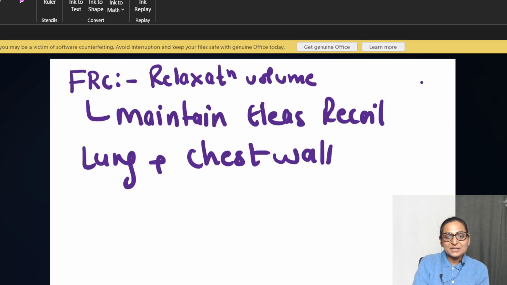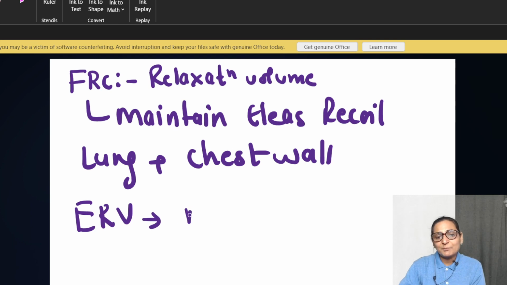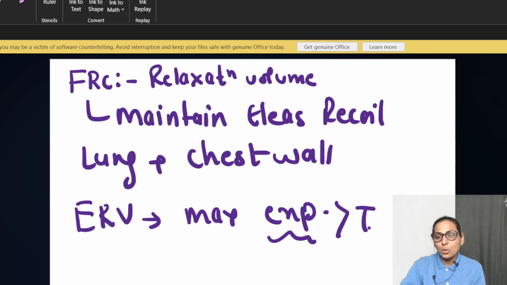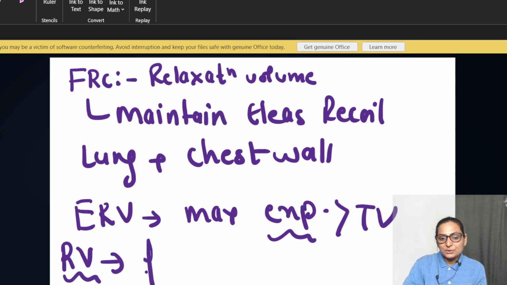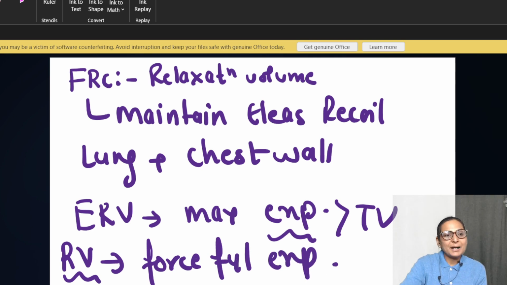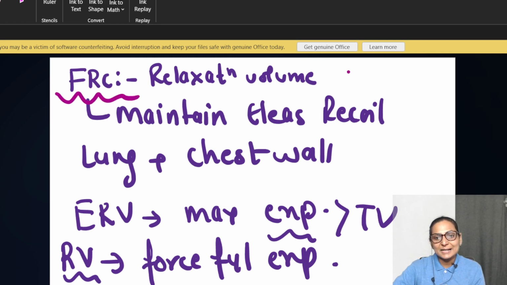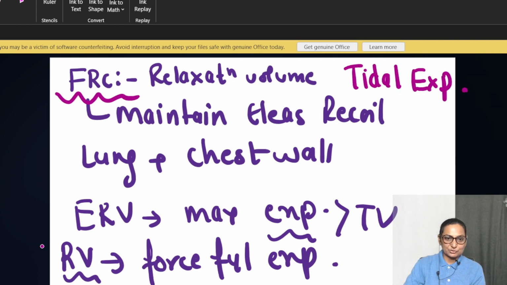So what is the difference between your expiratory reserve volume and FRC? The ERV is the maximum volume of air that can be expired out, which will be more than the tidal volume. And after this forceful expiration, whatever air is remaining will be your residual volume. So remember, it will be at the end of forceful expiration. But if I consider my FRC, it is the volume of air which is remaining in the lungs at the end of my tidal or a normal expiration, right?